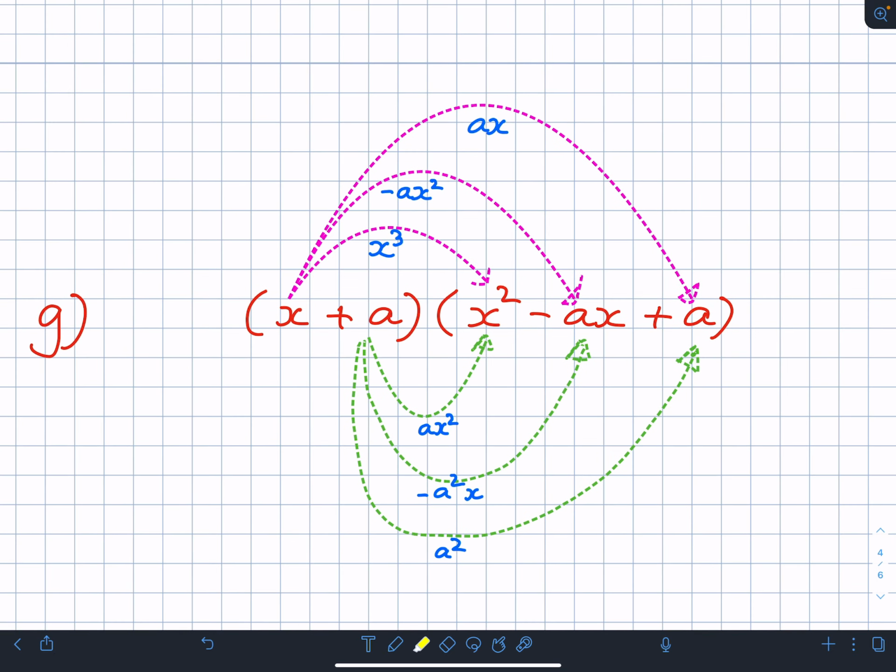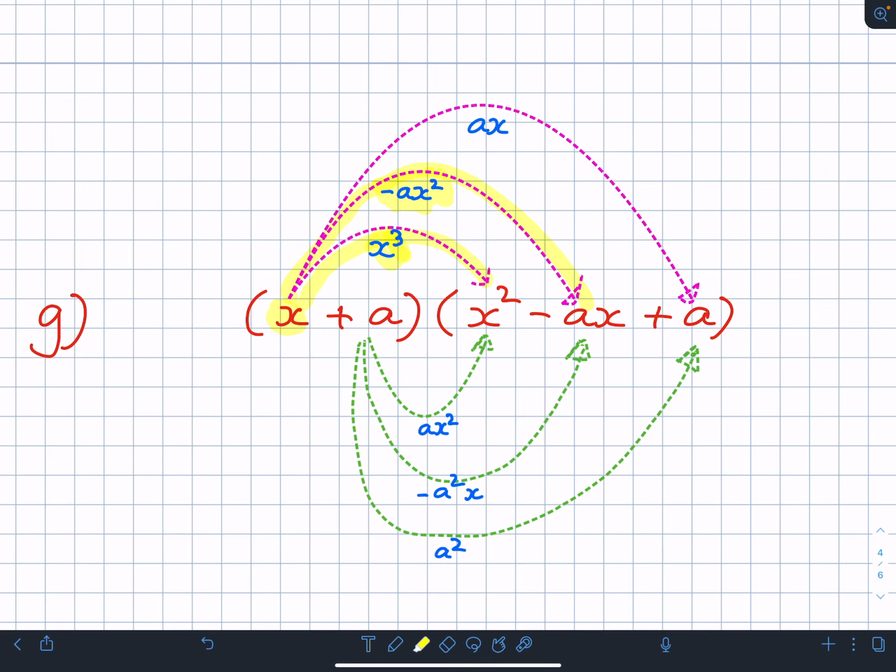Question G has x plus a in brackets, and we want to multiply that by x squared minus ax plus a. So again, same process, x multiplied by x squared. So it's x to the power of 3. Then we have x multiplied by negative ax. So it's a positive multiplied by a negative, so it's going to be a negative ax squared.